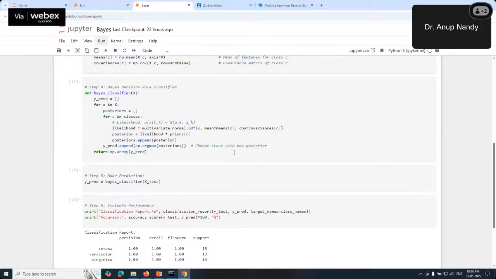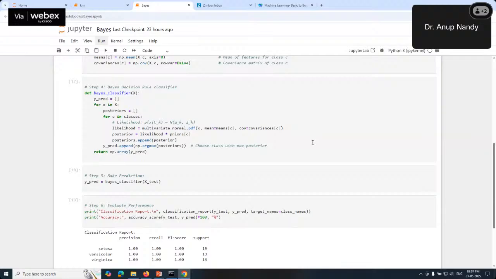Now step 4, the Bayes decision classifier. This is the prediction. For all x in X, we have to calculate the posterior probability. For each class, I am going to calculate the likelihood function. This is the multivariate normal PDF, where PDF means probability density function. You give x, the mean that you have already calculated, and the covariance matrix. So the parameters that you are going to give are the mean and covariance matrix.